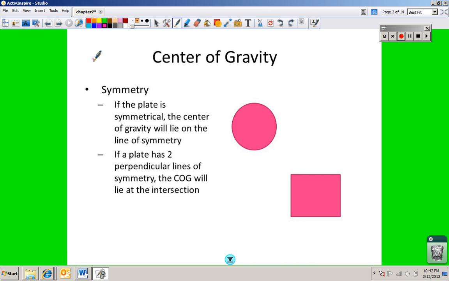of the object. Alright, anytime something has a line of symmetry, the center of gravity is going to lie on the line of symmetry. So if we look at this circle, there's a line of symmetry here and one here. Okay, so it's going to lie on both of those lines of symmetry, and that is this point right here in the center. Okay, if a plate has two perpendicular lines of symmetry, the center of gravity will be at the intersection of those points.